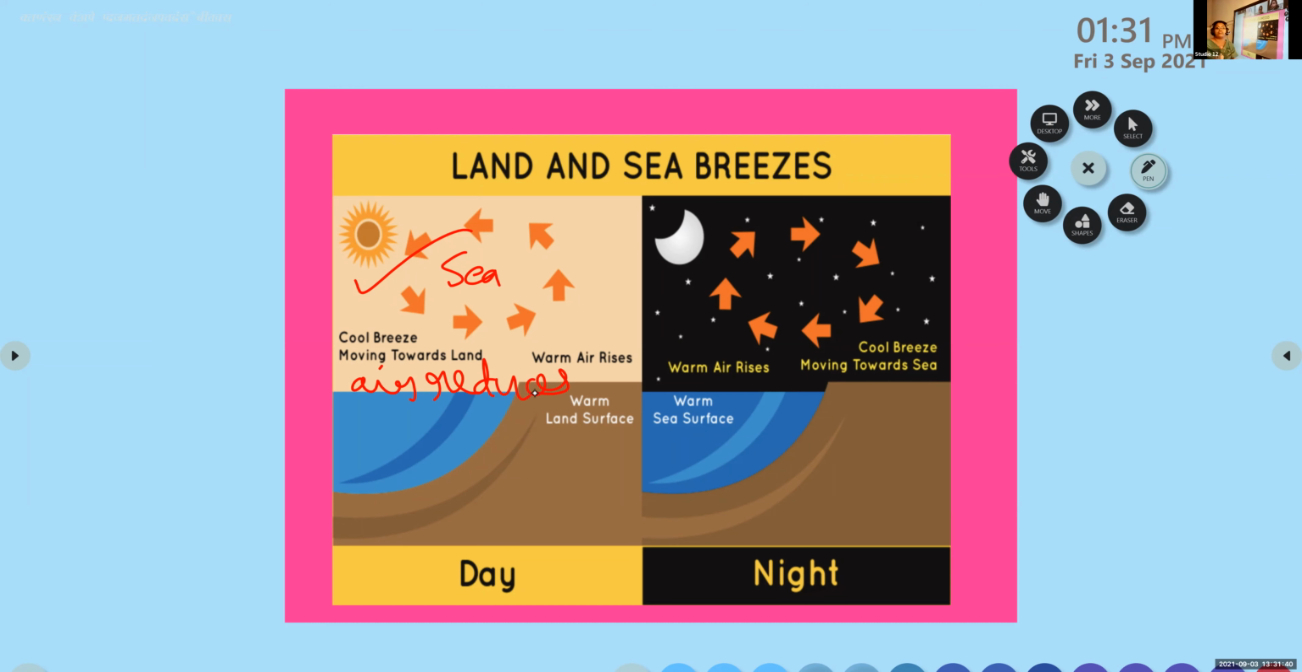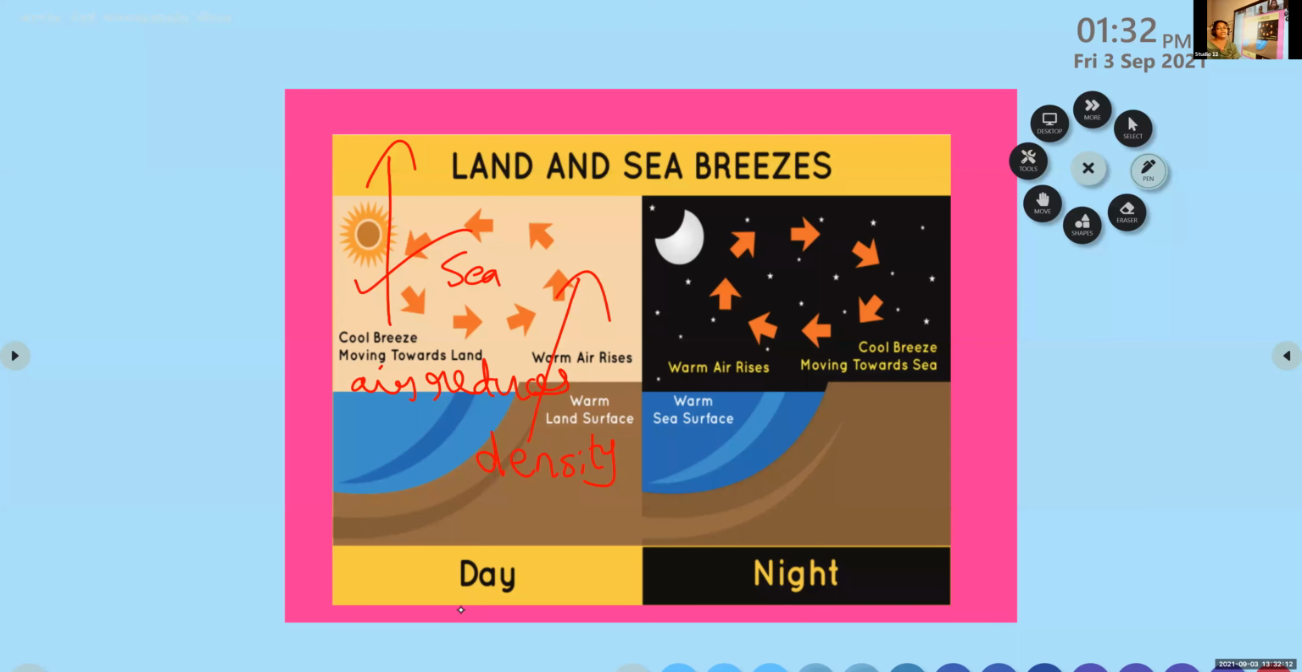Then it reduces density. Then what will happen? It will move upwards, because I already told you convection is always vertically upwards. So the hotter air moves upward. By that time, land is becoming empty of air. So while the hotter air is moving upward, the cooler air from the sea moves towards the land. So this is what we call sea breeze.